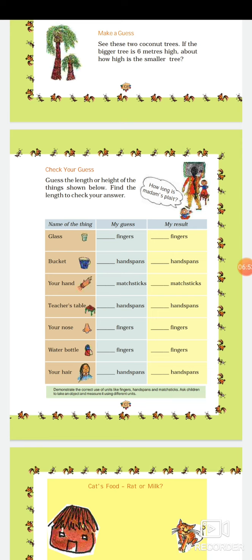Then water bottle. So you know that every student is bringing one water bottle to the school. When the school was going on, at that time, now you can measure. I think the water bottle is with you till now, so you can measure it, how many fingers it is there. Then your hair, that also you can write by using handspan. Or some students are keeping small hair, like boys, so they can use their fingers also, they can write.